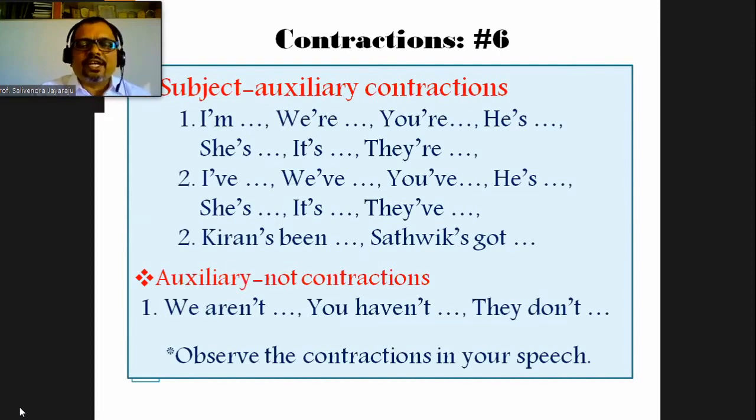Similarly, auxiliary and not contractions. Aren't, haven't, don't. Observe the contractions in your speech very, very clearly when you listen to how they sound in the native speaker's utterances. Right.